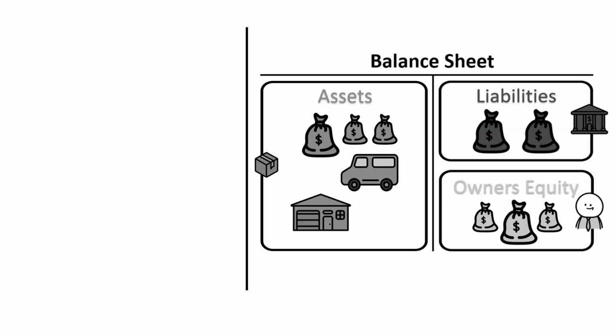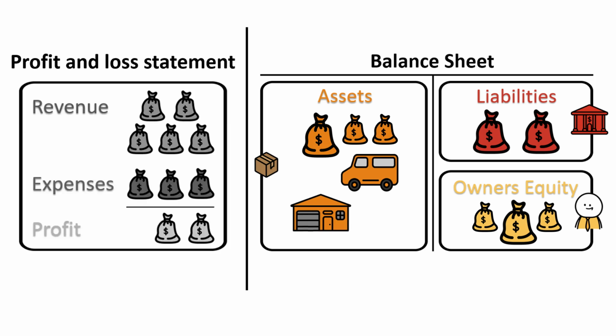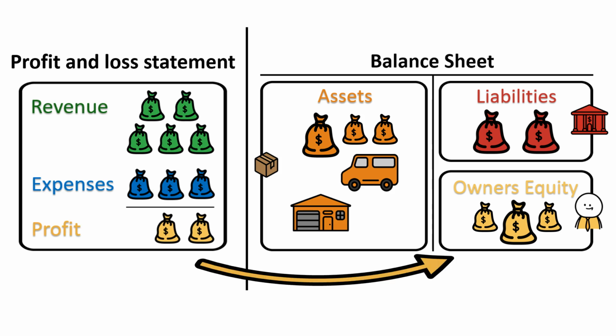So to recap, we have the balance sheet, which shows how strong the business is, with the owner's equity in yellow, the liabilities in red, and the assets being a combination of liabilities and owner's equity in orange. And we have the profit and loss statement with our revenue in green, less our expenses in blue, leaving us our profit in yellow. And the profit belongs to the owner.